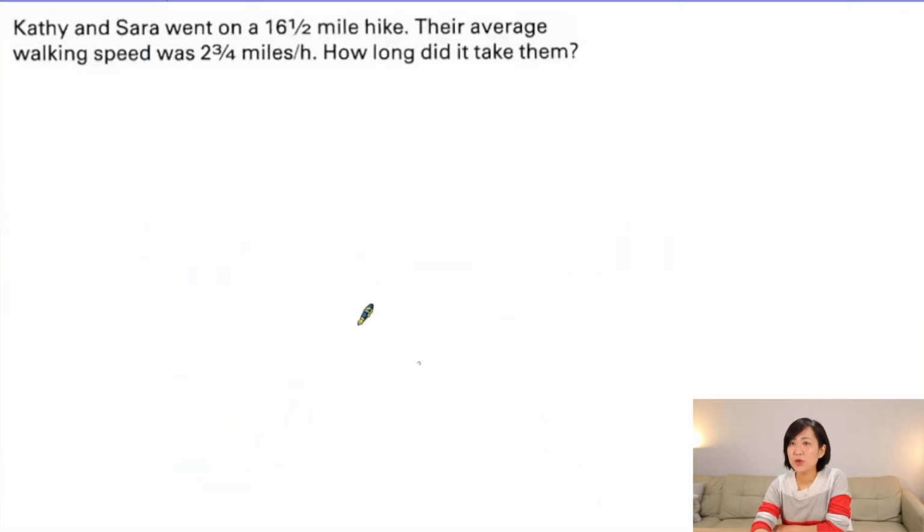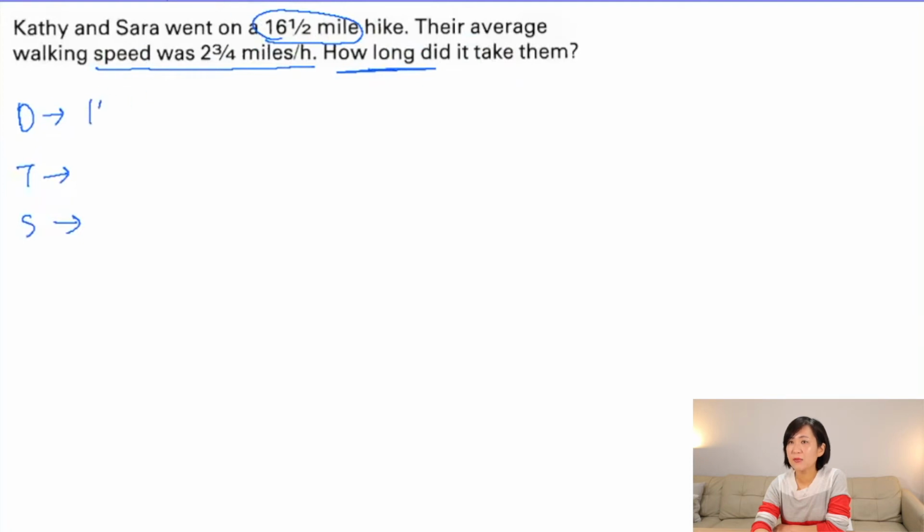Kathy and Sarah went on a 16.5 miles hike. Their average walking speed was 2 and 3/4 miles per hour. How long did it take them? How long? So let's see. DST. Try to write this down first.